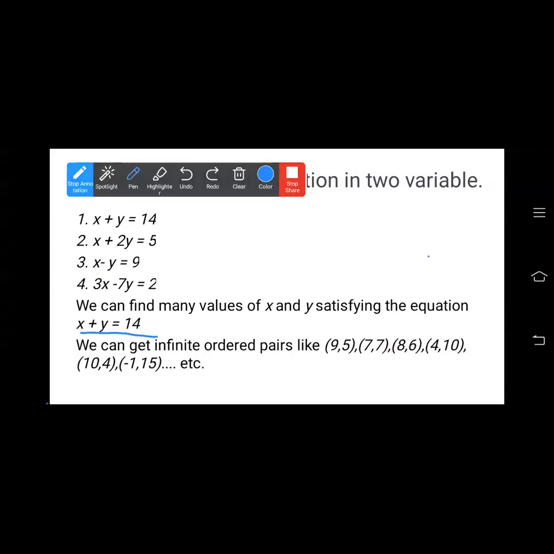X plus y equal to 14. We can get infinite ordered pairs. As you can see, using variables x and y for the two variables, we can form the equation x plus y equal to 14. This is an equation in two variables. We can find many values of x and y satisfying the condition.